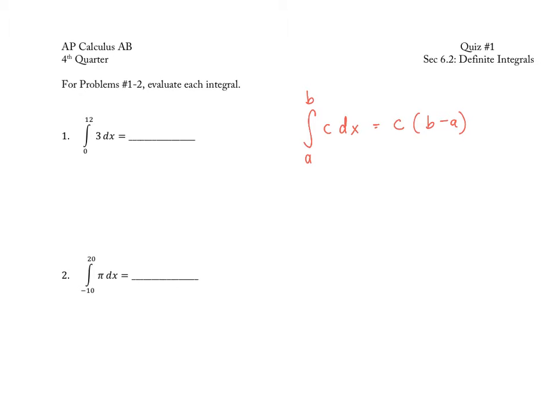So for this one, it's just 3 times 12 minus 0. It's 36. For the bottom one, pi times 20 minus negative 10. So that's 30 pi.